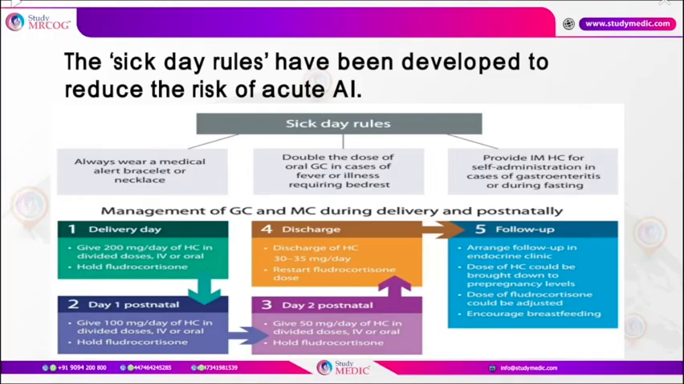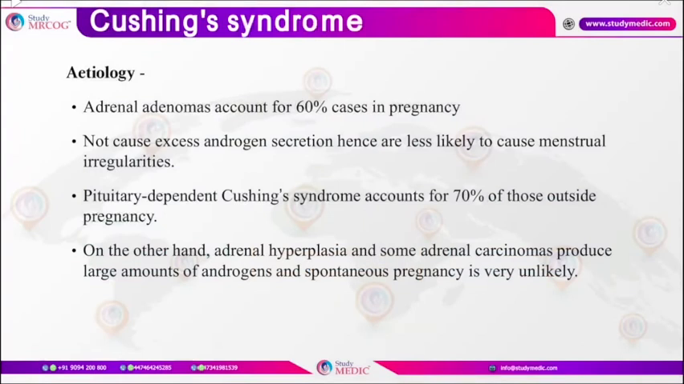At the time of discharge, hydrocortisone is given in the dose of 30 to 35 milligram per day. And at that point of time, you can start the fludrocortisone. And during the follow-up, you need to arrange a follow-up at the endocrine clinic. The dose of hydrocortisone could be brought down to the pre-pregnancy level so that she can cope up with the condition. And also in that context, you need to encourage your patient for breastfeeding.